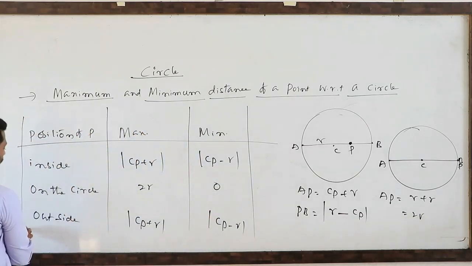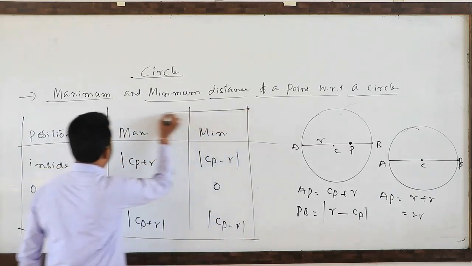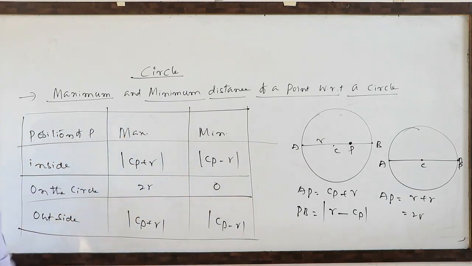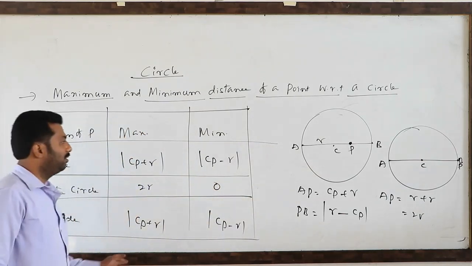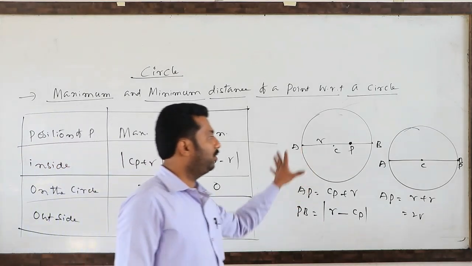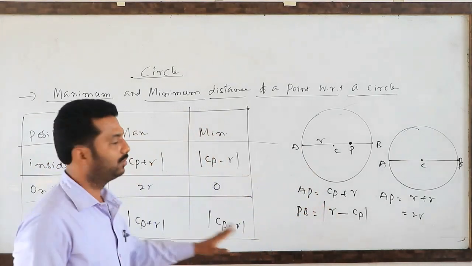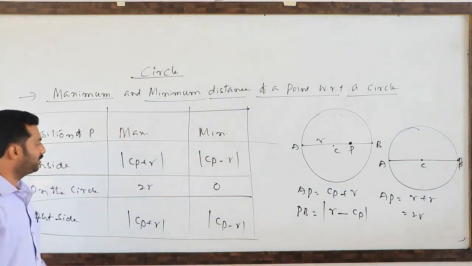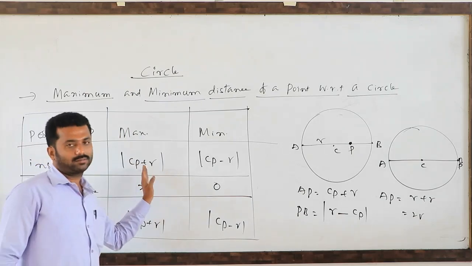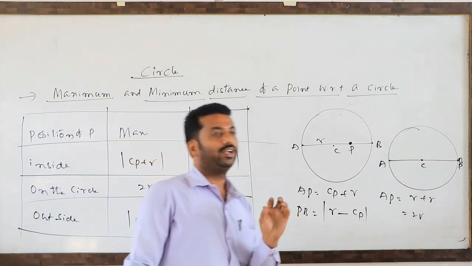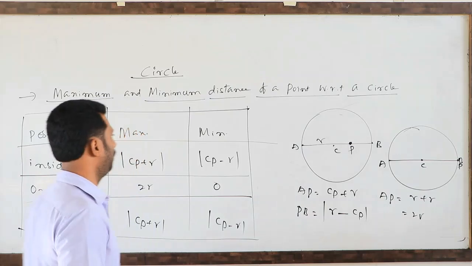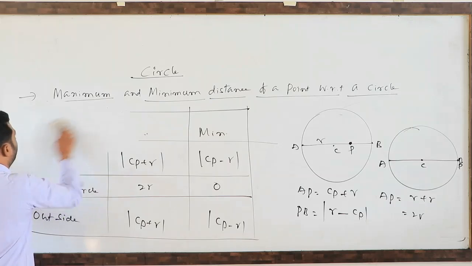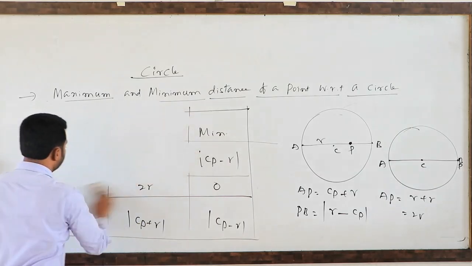So you should remember these concepts. Very, very important. What is the maximum distance and minimum distance of a point with respect to a circle lying on the same plane? Whatever the case, CP plus R is the maximum, CP minus R is the minimum. Whenever a negative comes, you apply the modulus. So this is the concept: maximum and minimum distance of a point with respect to a circle.